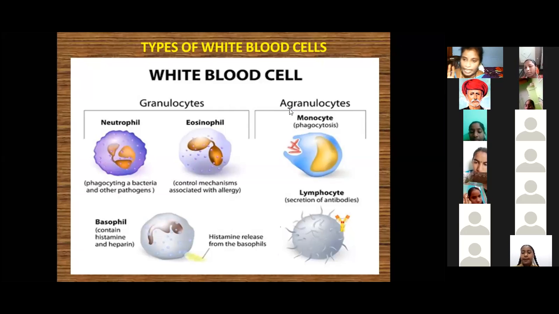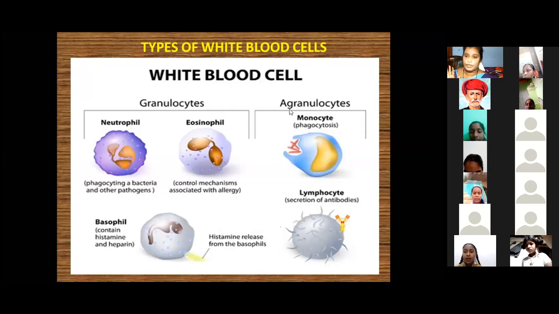Can you understand? Agranulocytes also have two types: monocytes and lymphocytes. Don't get confused.